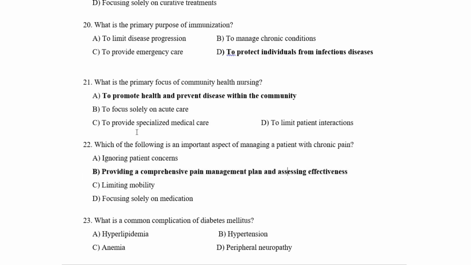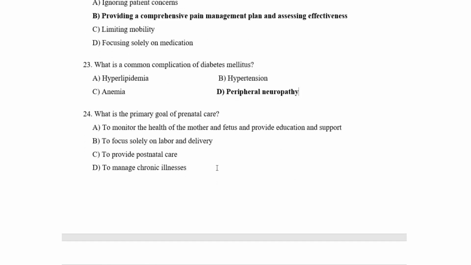Well, त्यसै गरी हामी क्वेश्चन नम्बर 23 मा हेरौँ त. What is a common complication of diabetes mellitus? Option A, hyperlipidemia. Option B, hypertension. Option C, anemia. Option D, peripheral neuropathy. इसको सही उत्तर हो ऑप्शन डी, peripheral neuropathy.